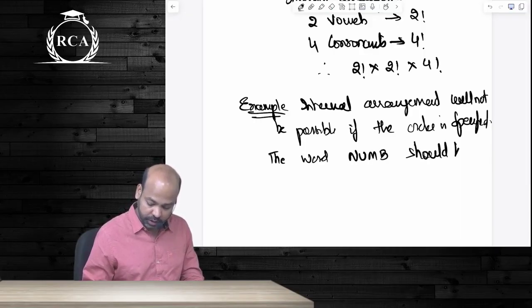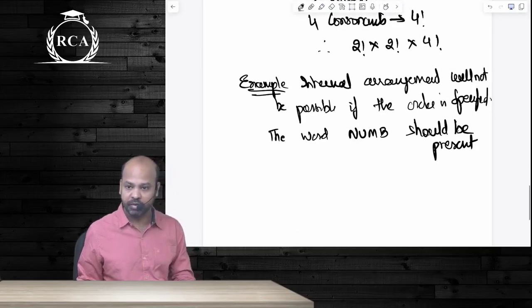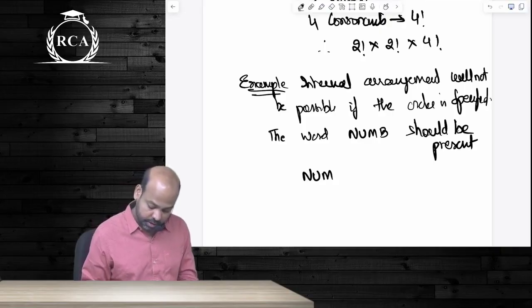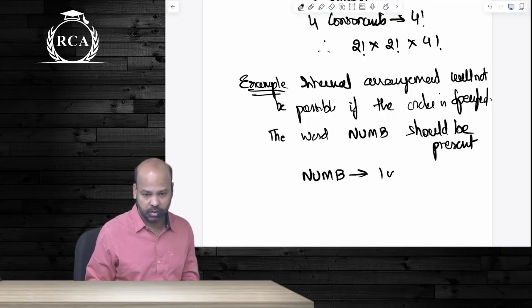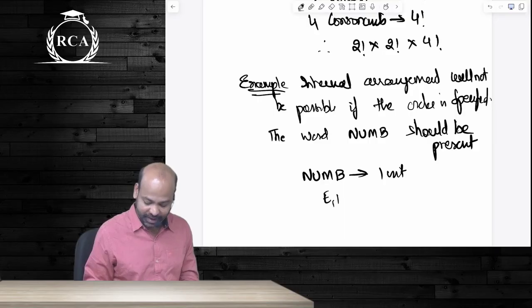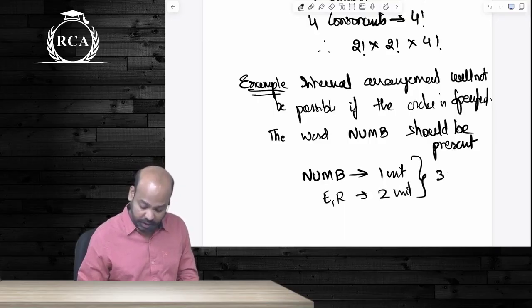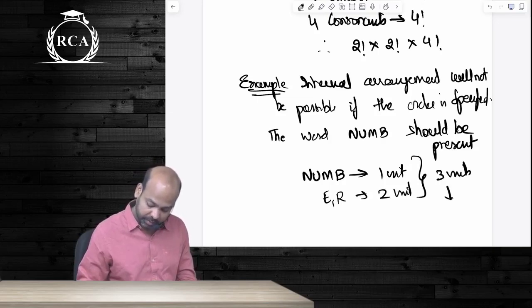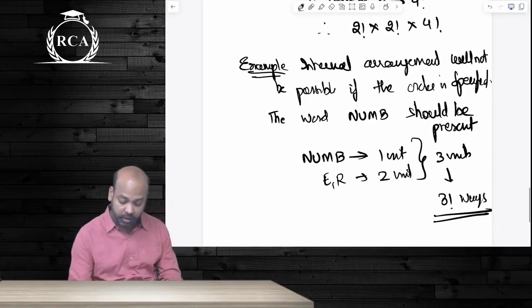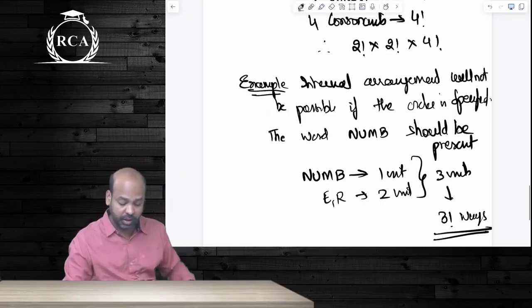Now what will you do, guys? Take the word NUMB as one unit. How many other alphabets are left, beta? E and R beta will be considered as 2 units. Collectively 3 units. 3 units can be arranged in how many ways? 3 factorial ways. That will be the answer. No internal arrangement possible because the word NUMB has to be present.